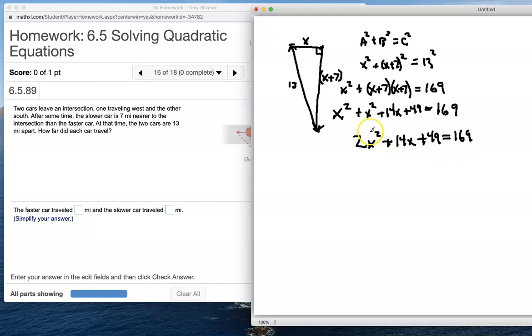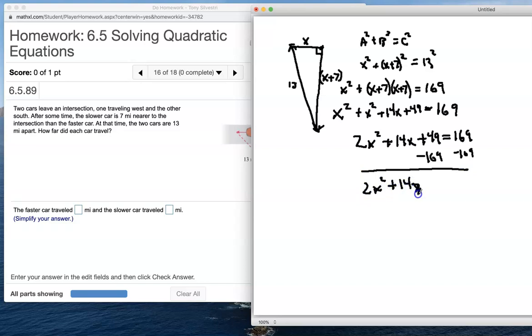Now, I see a problem with this. We're not even done yet, by the way. We're close to done. We still see we got a problem with a square, and then we got to have an equal 0 to solve it. So I'm going to subtract 169 from both sides so that we get an equal 0. Okay, so that gives me 2x squared plus 14x.